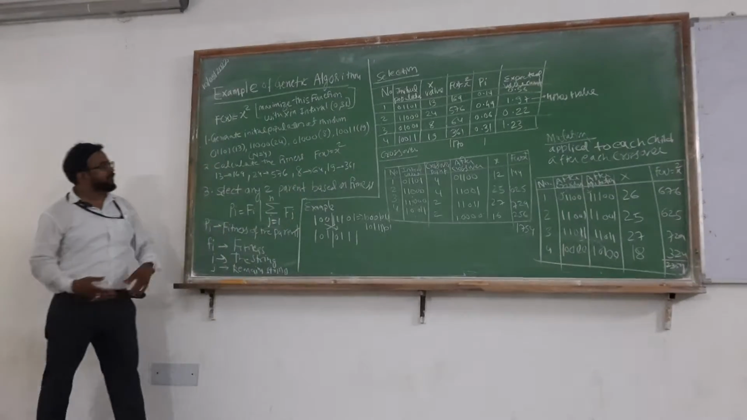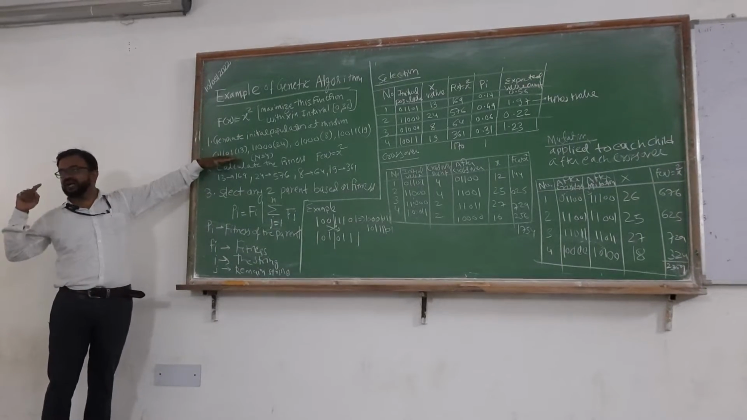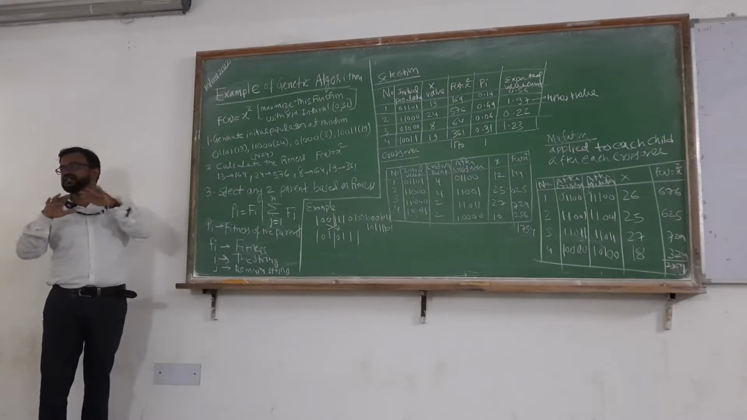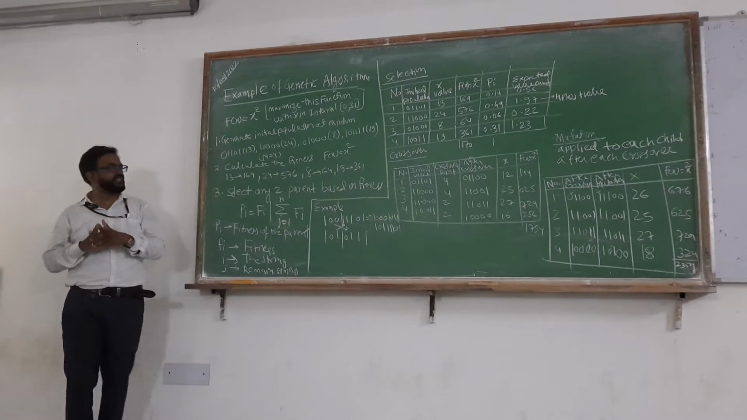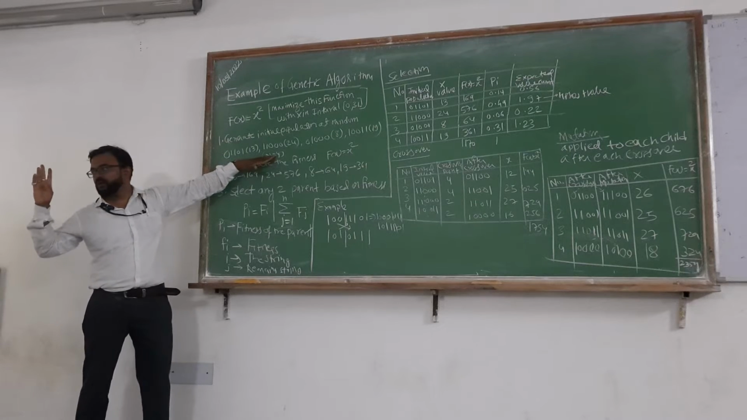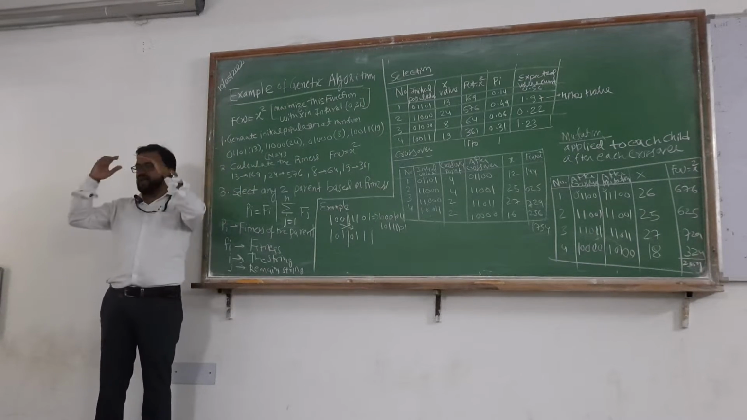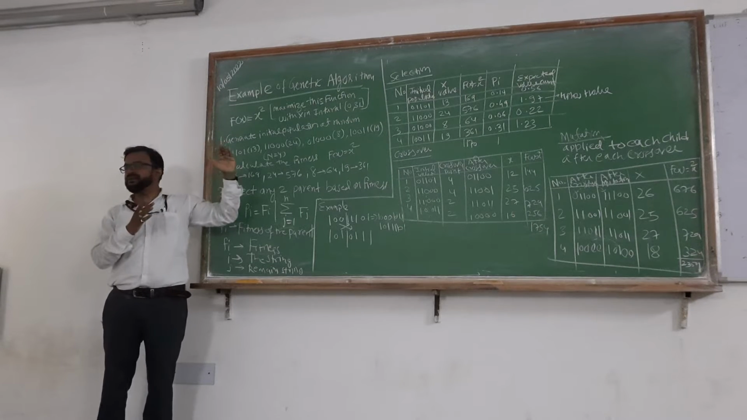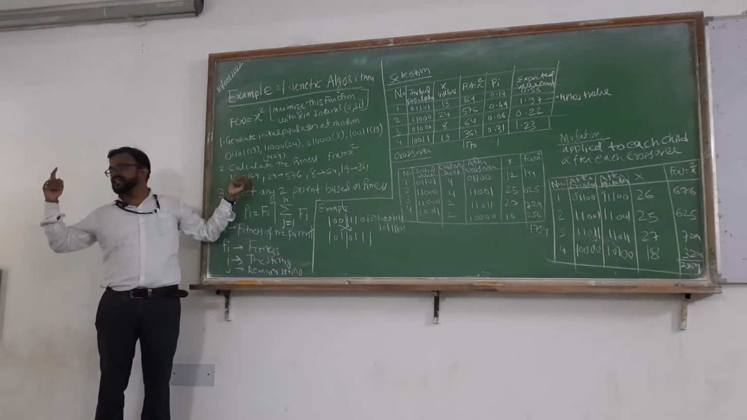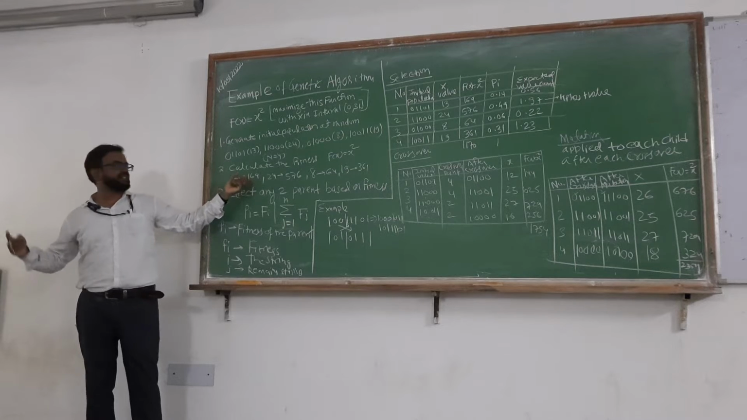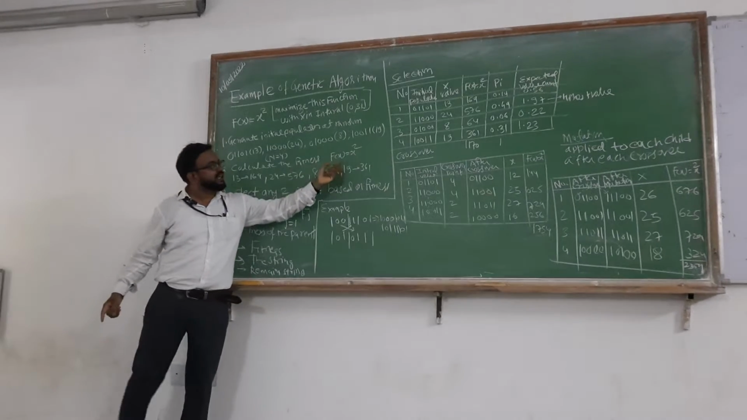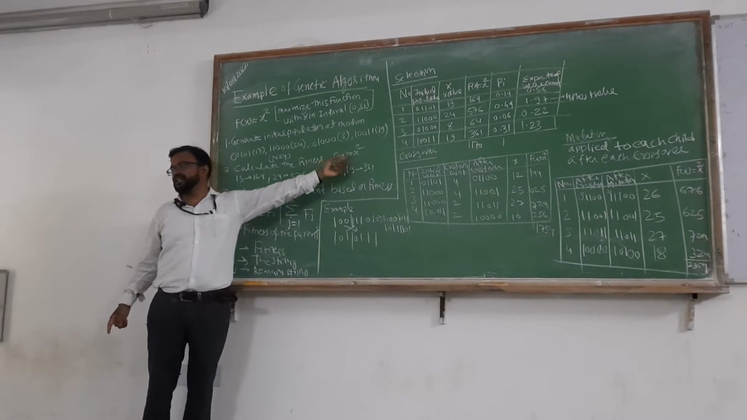So after the selection, as I told you, first one is selecting the initial population. Here we have selected 4 individuals. After that, we calculate the fitness. If you go by the previous class, you can see that the second step is the calculation of fitness, for the function f(x) = x square.